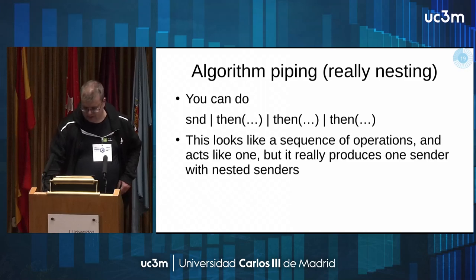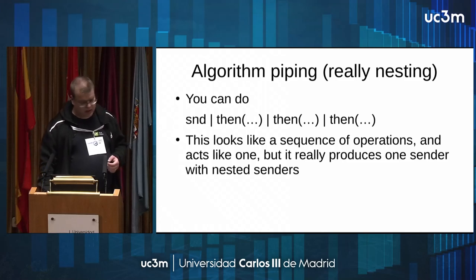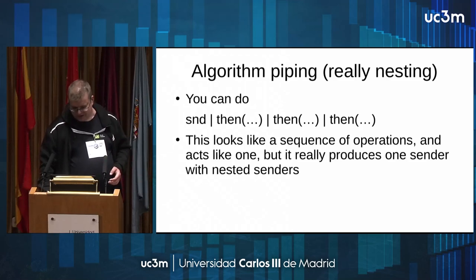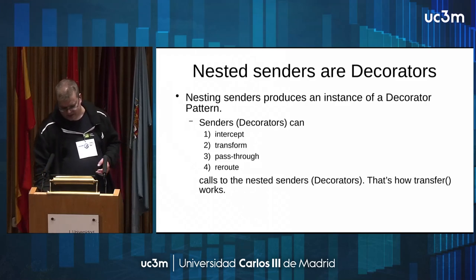So when you then have these algorithms that modify your work graph, you can pipe them, which is actually nesting, but it looks like a pipe operation. So we have a sender, we pipe it to a continuation, we pipe that to another continuation and to another in this example. So it looks like a sequence of operations, and in many ways acts like one, but it really produces one sender that has nested senders inside it. And that kind of implements a decorator pattern.